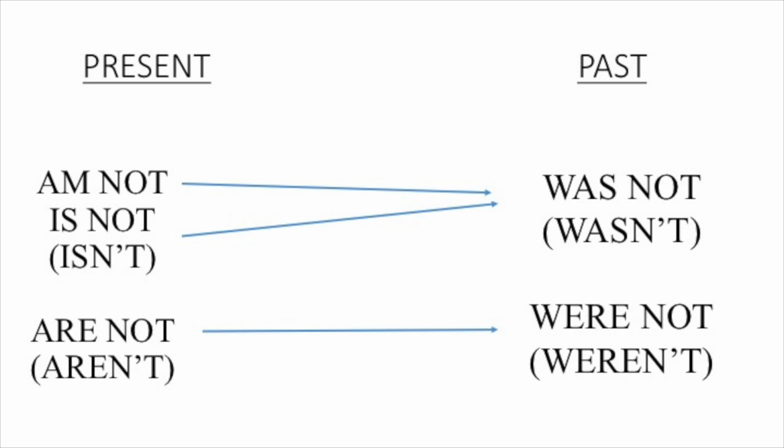Now, what do we need to do to change these positive sentences into negative? What word do we bring in? N-O-T, not. We don't say am, we say am not. We don't say is, we say is not. Or we can shorten is not to isn't. And in the past tense, instead of was not, wasn't. Okay? Then, negative sentence in the present tense, instead of are not. And we can shorten that to aren't. But when we talk about past tense, we don't say are not, we say were not. And we can shorten that to weren't.